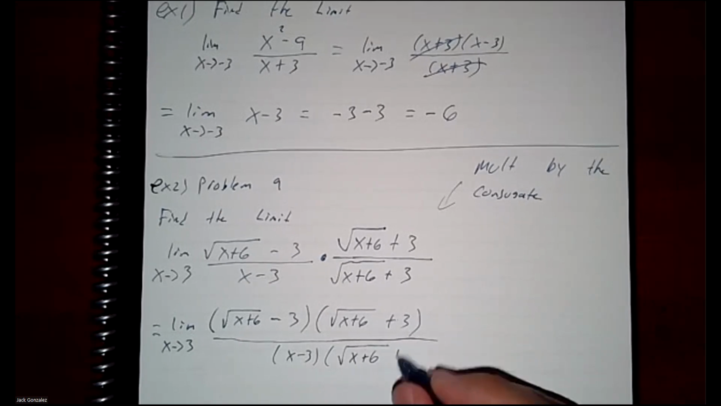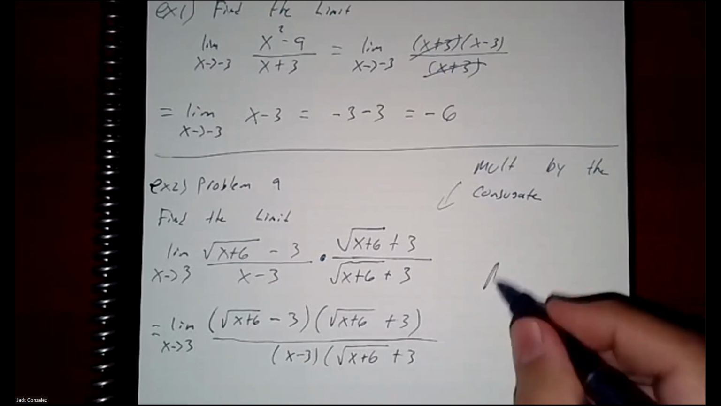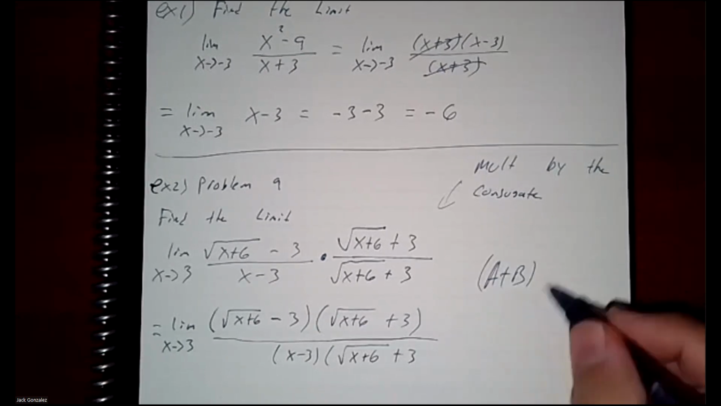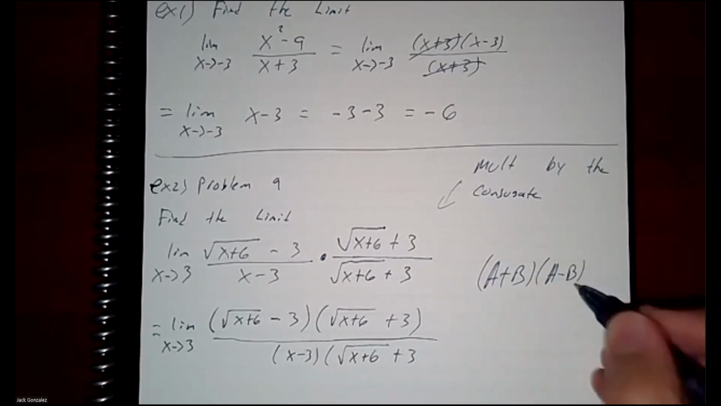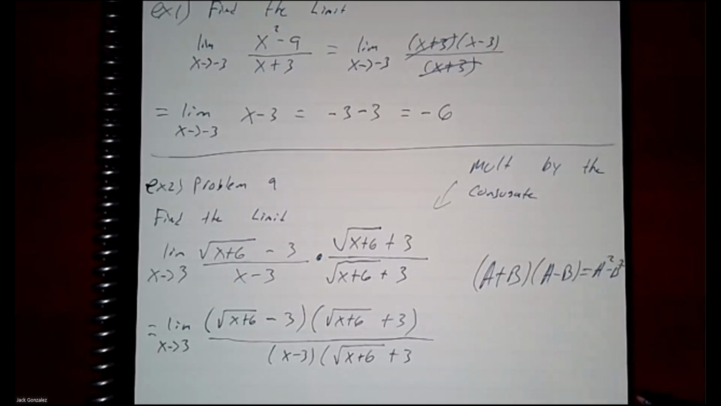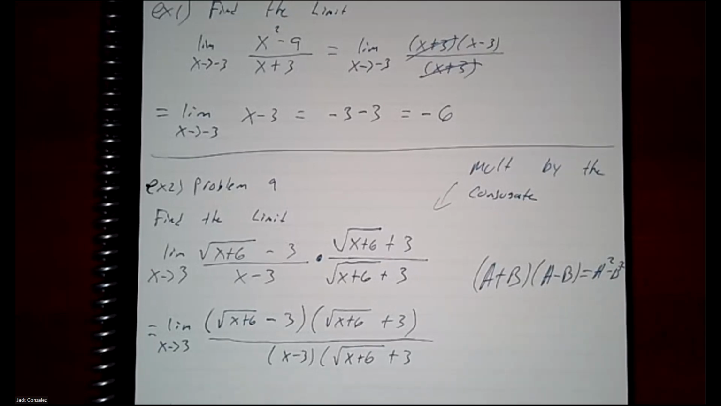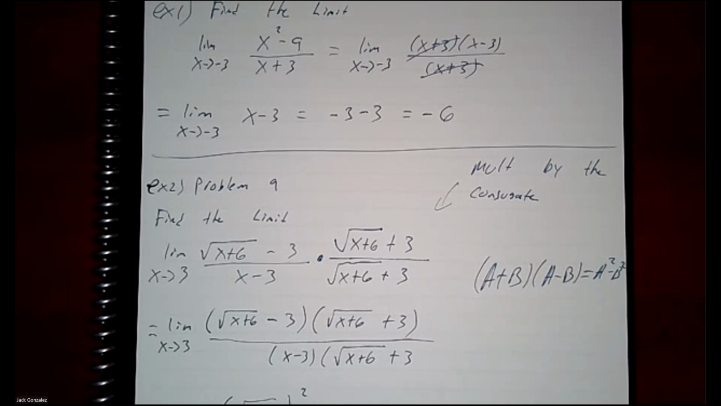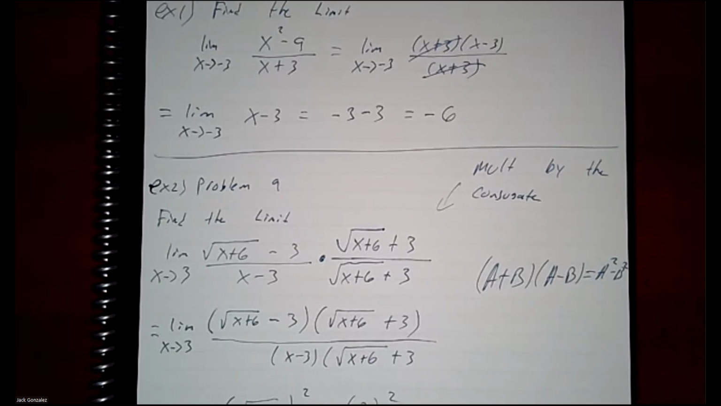So the difference of squares formula tells us that when you multiply a conjugate, a plus b times a minus b, you're going to get a squared minus b squared every single time. So right here, you're going to get this thing squared minus this thing squared.